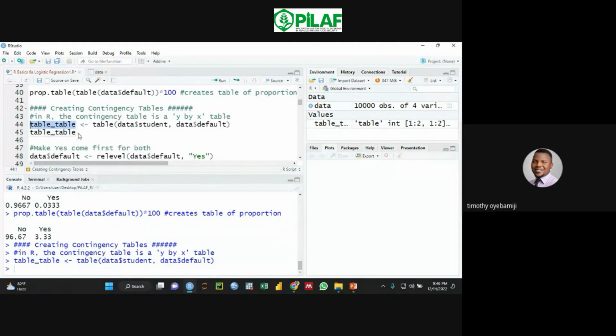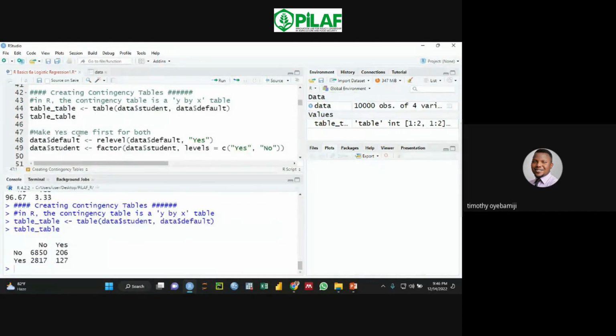Now, if I call table underscore table, I have my contingency table. I have the no yes, no yes. All right, so now something just occurred to me. After this class, you might try to also run the logistic regression for the no's as well, because what I'm trying to do here is to run it for the yes. Now, like I said, whatever we are interested in should come first.